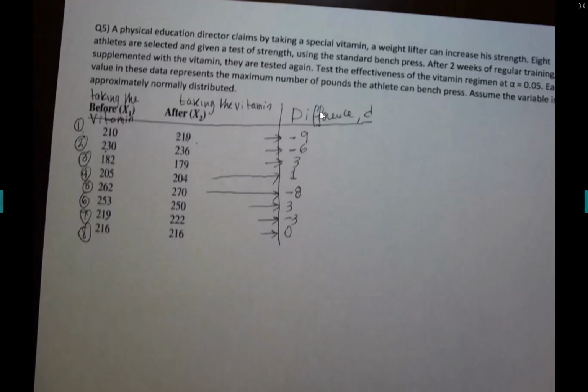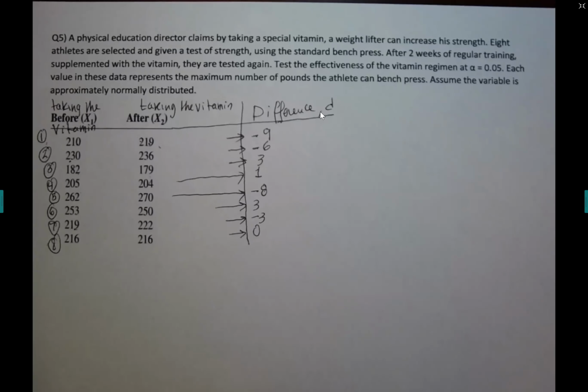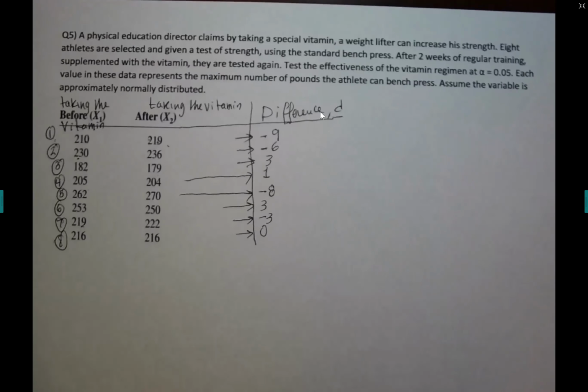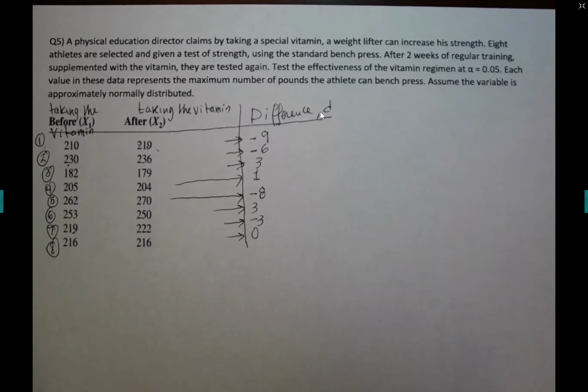Based on the results, guys, will you be able to tell someone that the vitamin is working or not working? What do you guys think? Without doing anything, you can make a conclusion based on what you see here. What would you think? I would say no, because I see it's working for some people, not working for the other. I don't know. We have to check it. We have to do a hypothesis test.